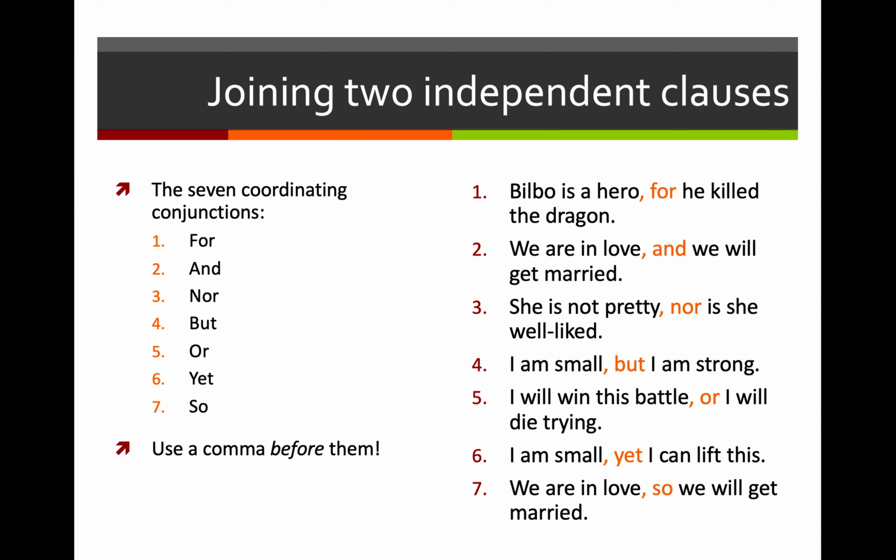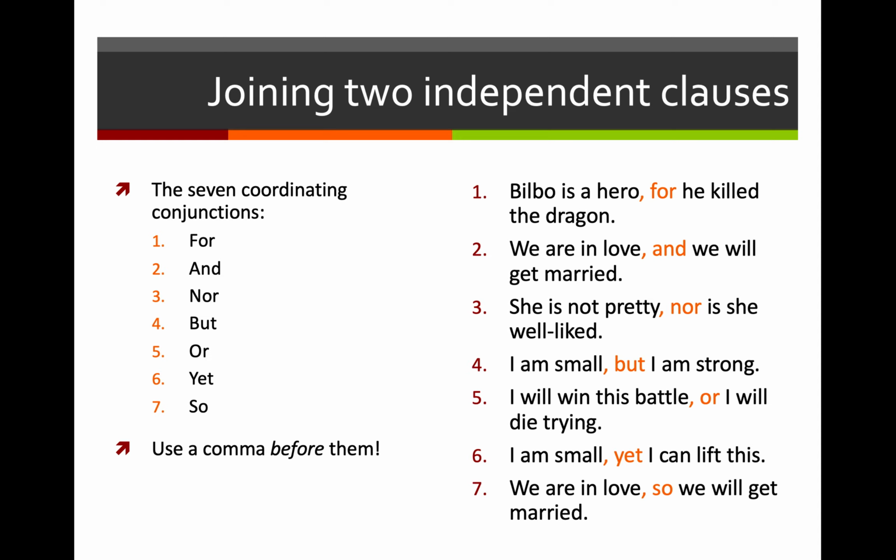Bilbo was a hero, for he killed the dragon. Sort of a cause-effect thing going there. Number 2, we are in love, and we will get married. That says the least of all of these. It just says two things are happening. She is not pretty, nor is she well liked. We got one negative thing, and here's yet another negative thing. I am small, but I am strong. You didn't expect the strong part. The but says here comes something that's a bit of a surprise.